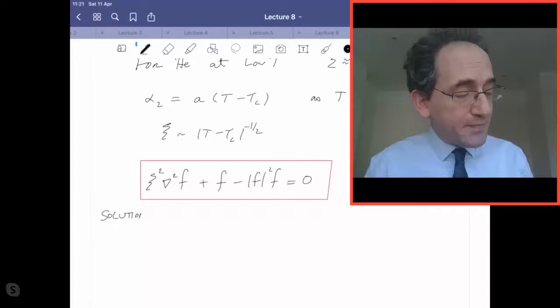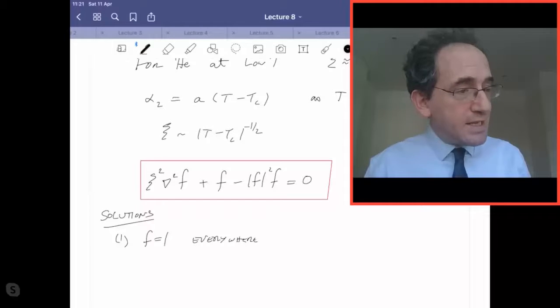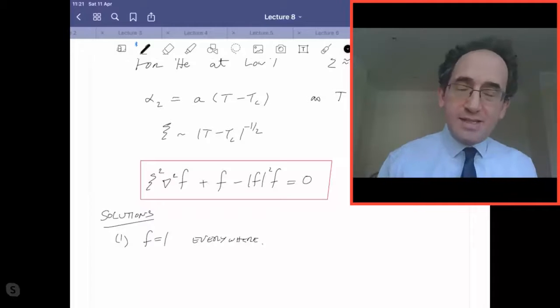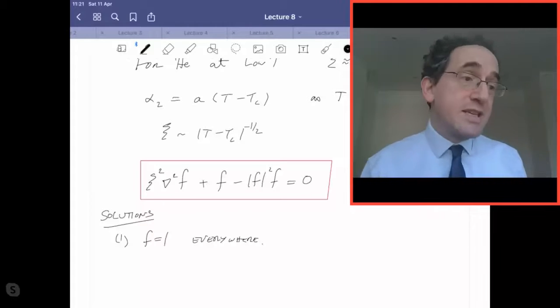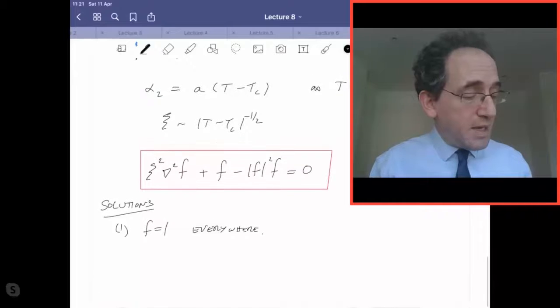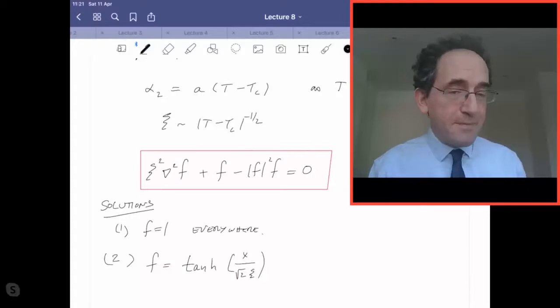We can write down f equals 1 everywhere. That is just the constant uniform solution where you just have uniform superfluid everywhere in space, all the way out to infinity. That's a perfectly good solution. It's maybe not that interesting, but it's a perfectly good solution of a uniform superfluid. A more interesting solution is a solution of the following form, that f equals hyperbolic tangent of x over square root of 2 times psi. So what does that look like?